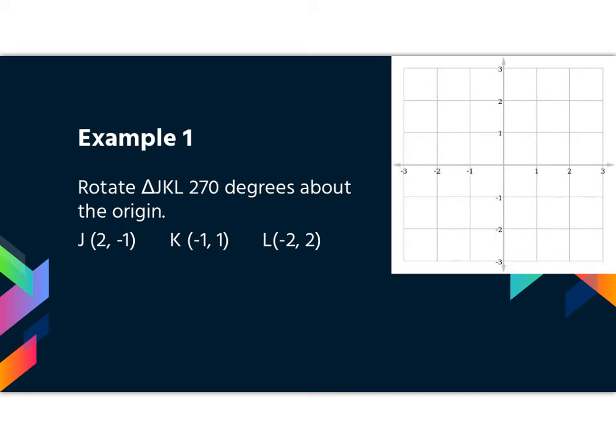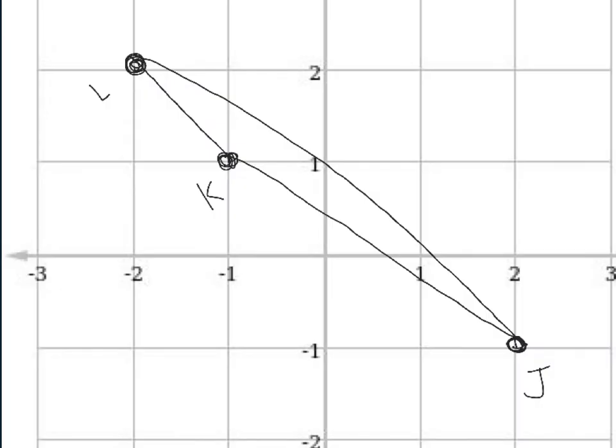It's important when you're given something like this to consider what location you expect your image to be in. So to do that, we actually have to plot triangle JKL first. So we have our figure drawn here. Now, if we're rotating 270 degrees counterclockwise, I can predict where I think the point should occur. So if I look at J, I know I'm moving counterclockwise, so that's moving opposite of how the clock rotates.